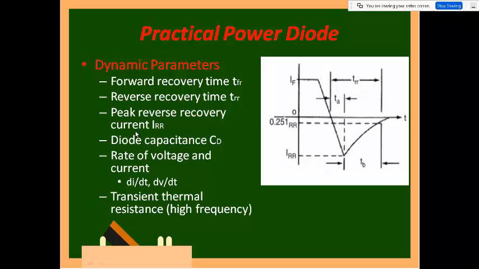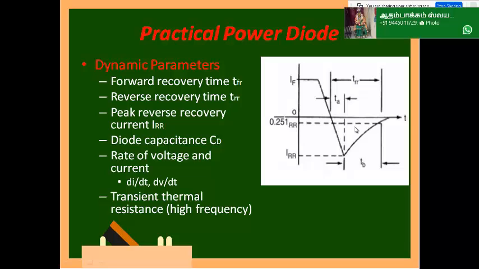Then diode capacitance CD, this is due to this effect. Once the current has touched 0, it should stop at this particular instant. But why is it not stopping? The circuit has some capacitance. That capacitance will try to discharge, and this is the discharge time of the capacitance. It is trying to discharge and reach the maximum in the reverse direction.